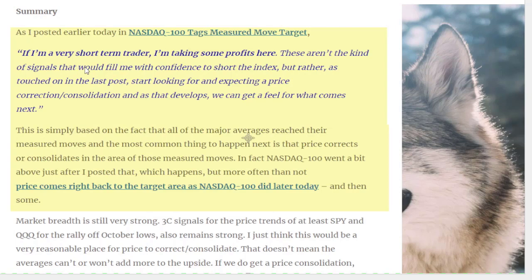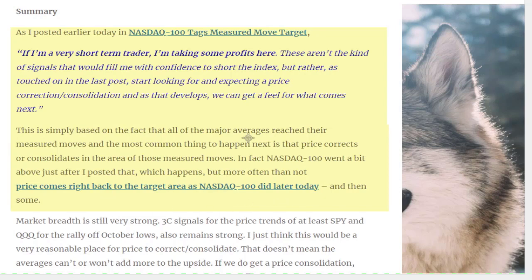Like what I said, if I'm a short-term trader, I would consider taking some profits here. This is based on the fact that all the major averages have reached their measured moves, and the most common thing to happen next is that price corrects or consolidates in the area of those measured moves. In fact, NASDAQ 100 went a bit above just after I posted that, which happens, but more often than not, prices come right back down to the target area, which they did later, which is what I just showed you.